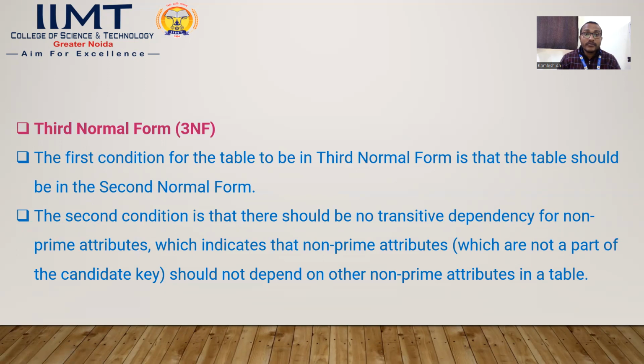The first condition for the table to be in the third normal form is that the table should be in the second normal form. Secondly, there should be no transitive dependency for non-prime attributes, which indicates that non-prime attributes which are not a part of the candidate key should not depend on other non-prime attributes in the table.